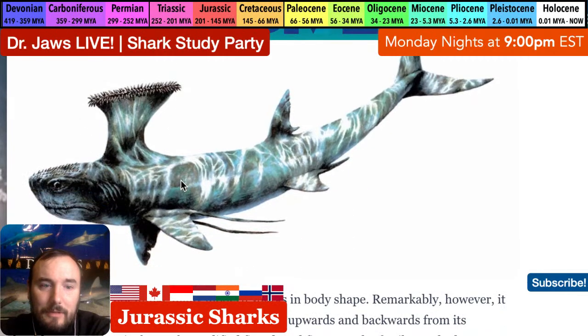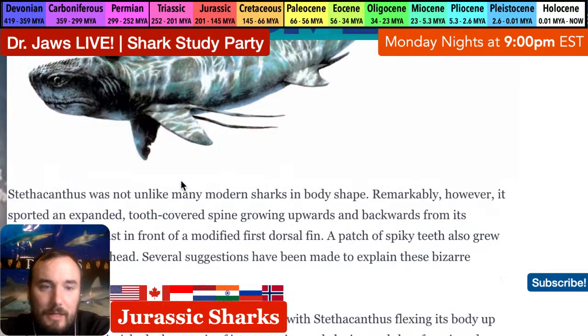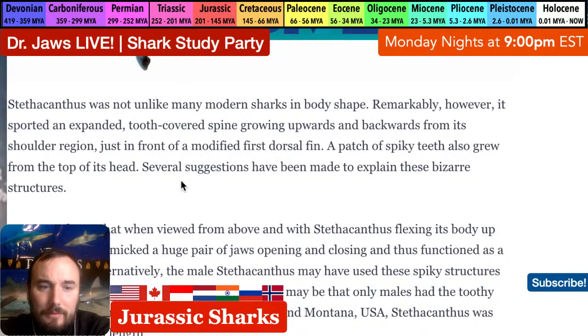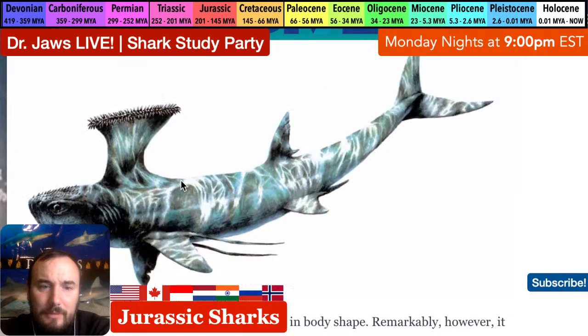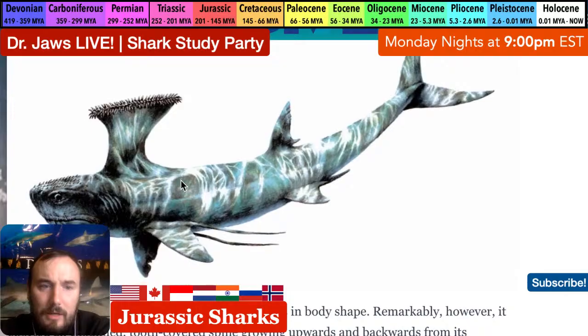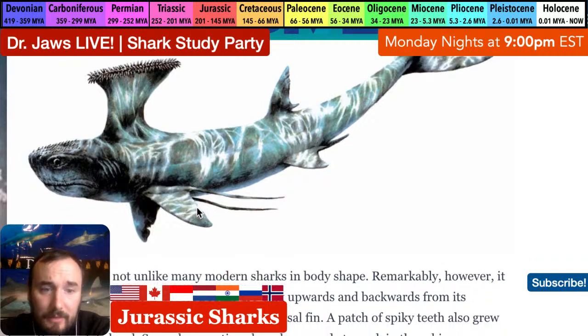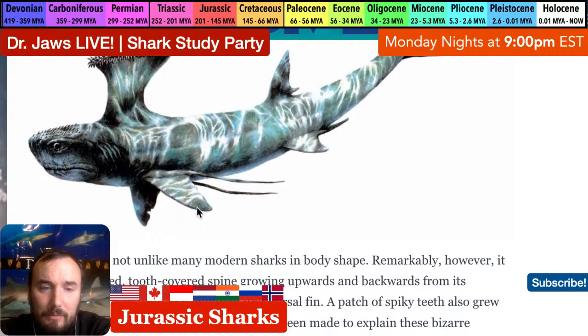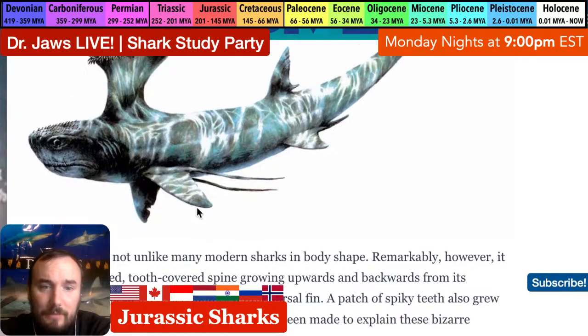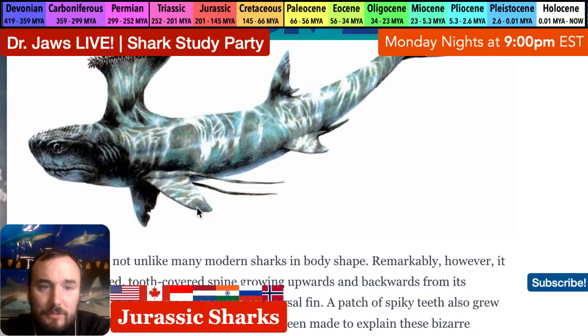Spine tooth. So this is the weird one. I think this is Anachmastodon, but let's see. Oh, I'm sorry, Stethocanthus. I always get Xenocanthus and Stethocanthus confused. Stethocanthus was not unlike many modern sharks in body shape. However, remarkably, it sported an expanded, tooth-covered spine growing upwards and backwards from its shoulder region, just in front of its modified first dorsal fin. A patch of spiky teeth also grew from the top of its head.